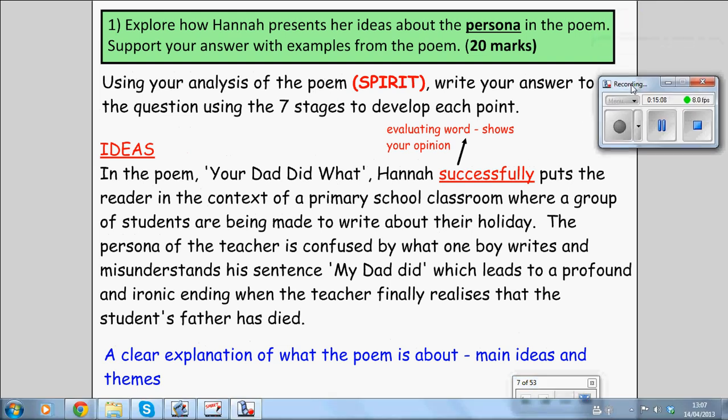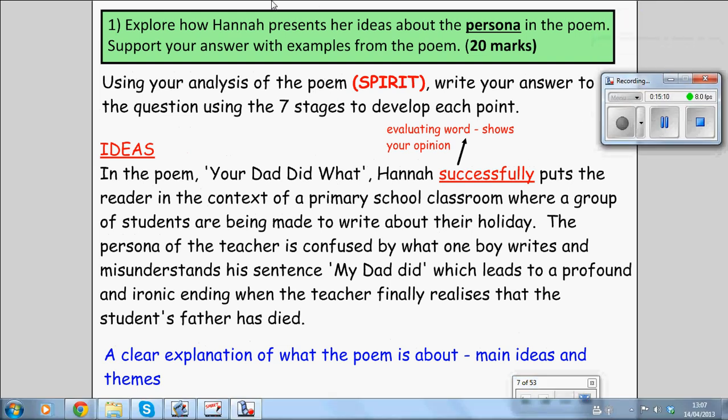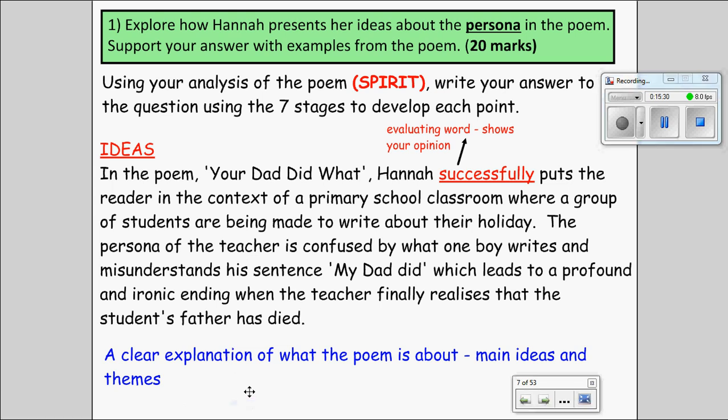So if you think about now how you would write up your notes, you've got the question here: explore how Hannah presents her ideas about the persona. So everything that you're writing in this mini essay has to relate to this question. You need to use your analysis using SPIRIT to write the answer, and we're going to try and use the 7 stages to develop each point that you make. To start with, you should talk about the ideas, because it needs to be clear to the examiner that you know what's going on in the poem.